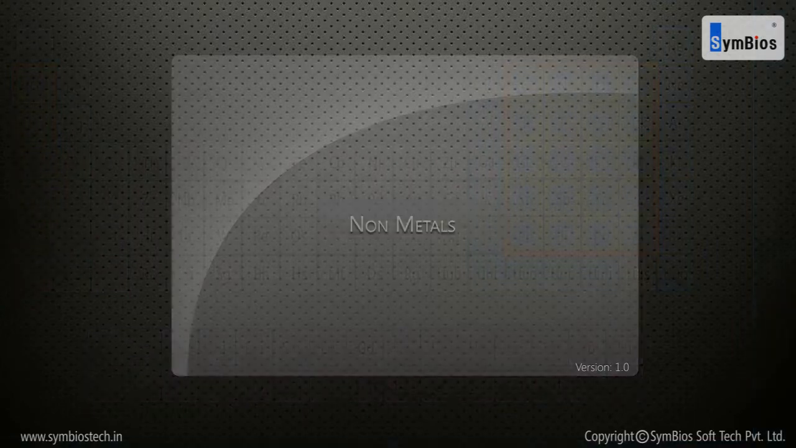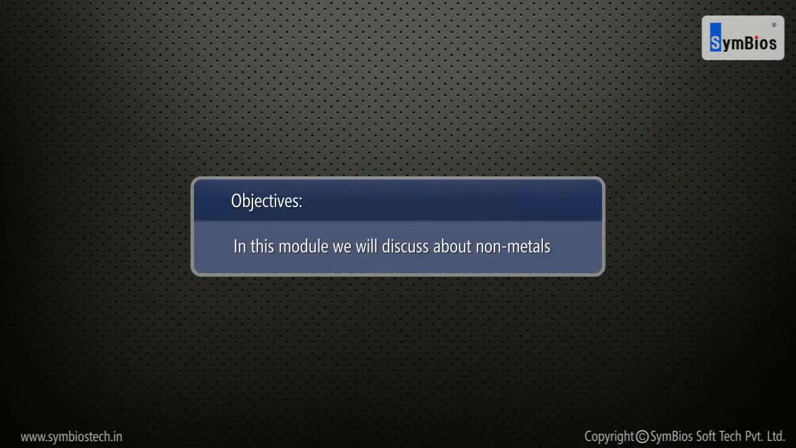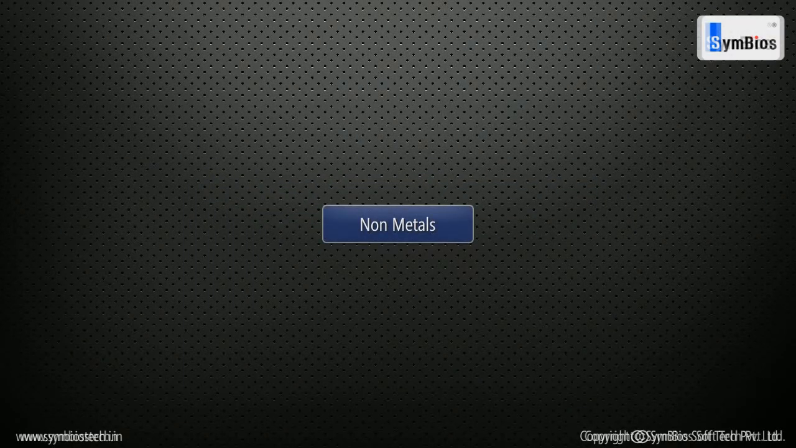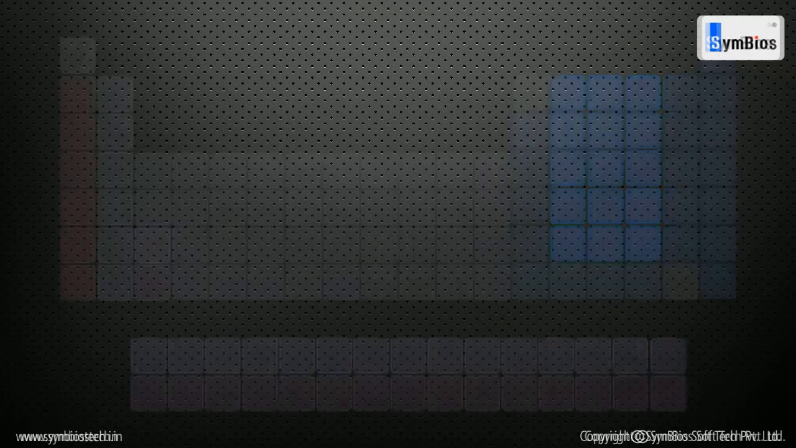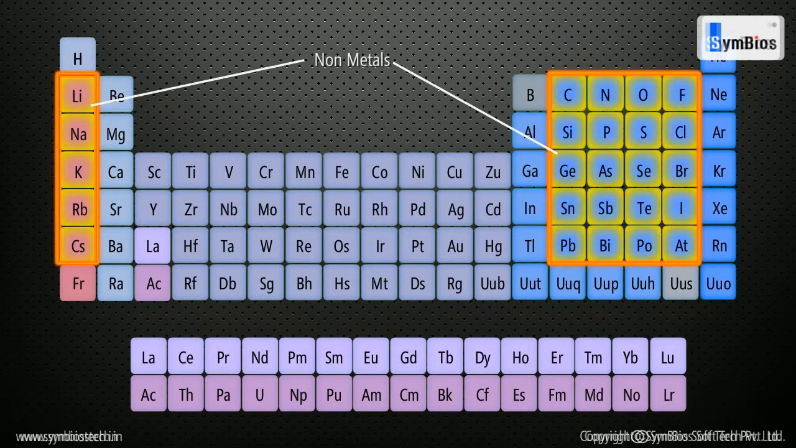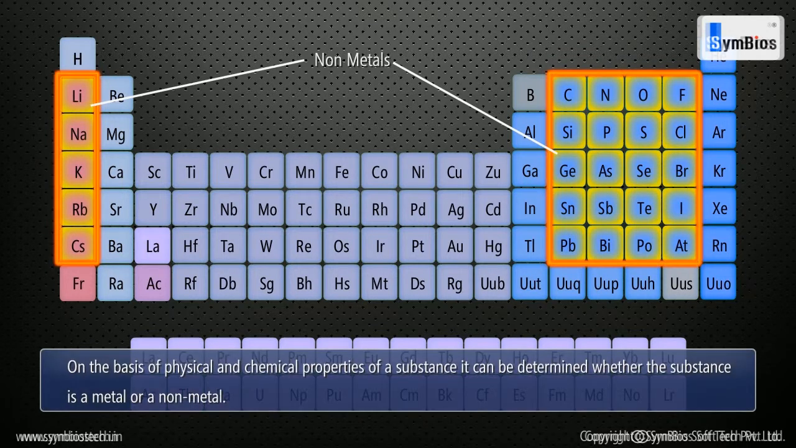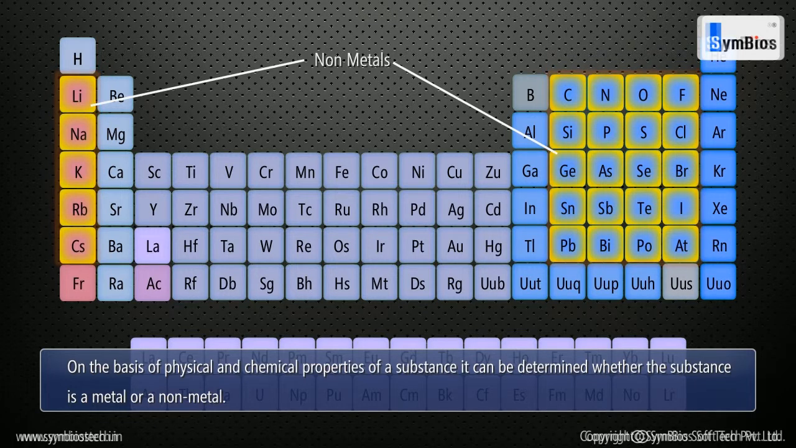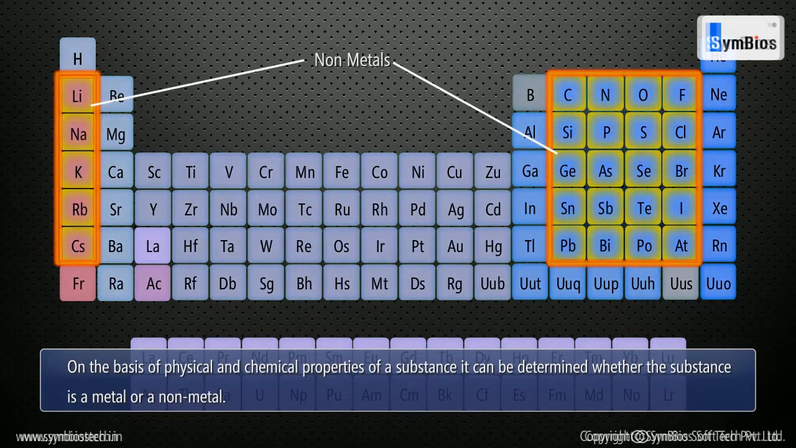Non-metals. In this module, we will discuss non-metals. There is no specific definition for non-metals. However, on the basis of physical and chemical properties of a substance, it can be determined whether the substance is a metal or a non-metal.